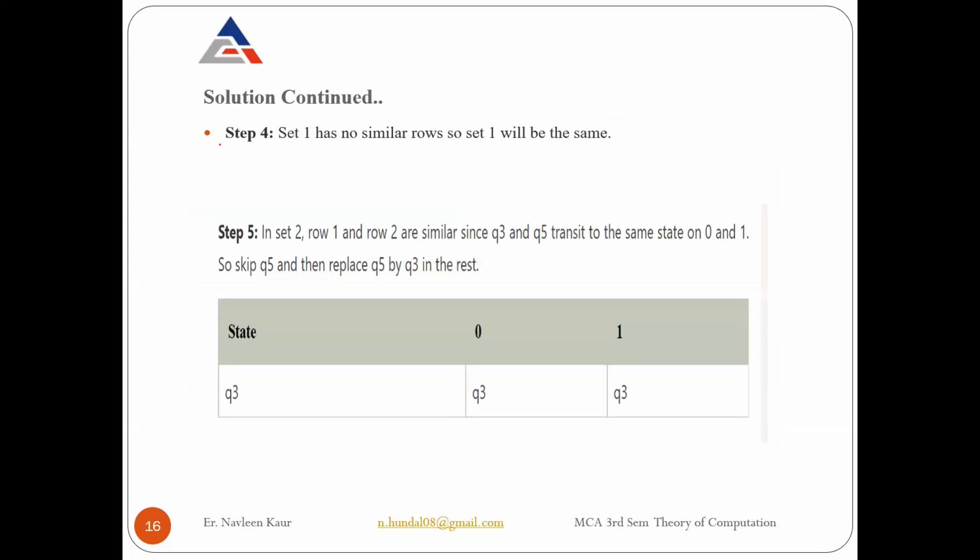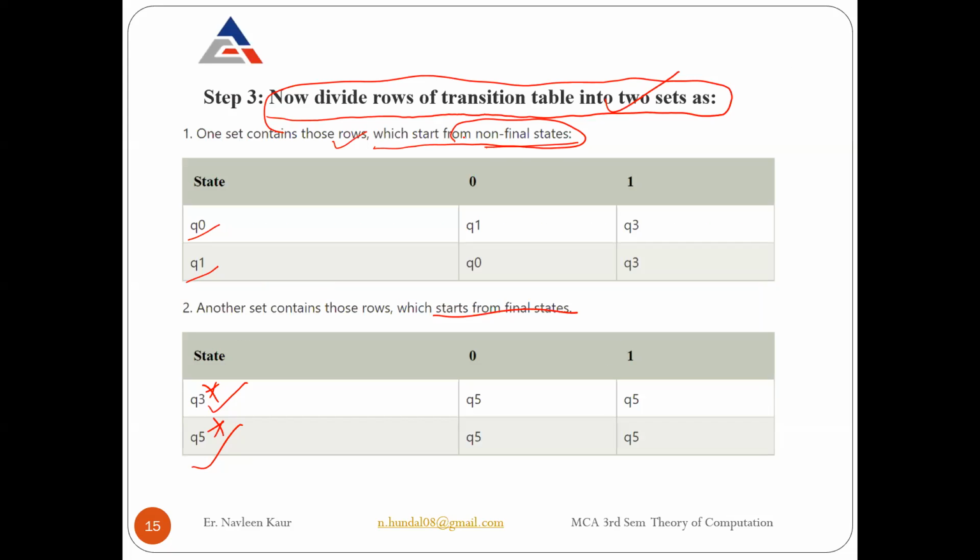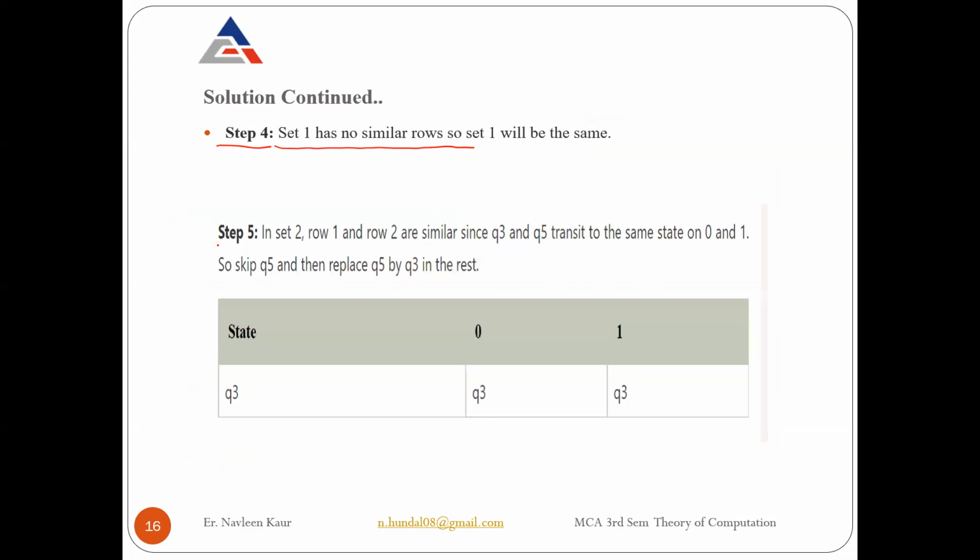So what is the step 4? Now set 1 has no similar rows. Now we have to look at whether there is any row in set 1 which is the same. No. This Q0 is taking you to Q1 and Q3. This Q1 is taking you to Q0 and Q3. Means both these rows are different. So if in set 1 the rows are different, it will remain the same. It has no change in it. Now let's focus on set 2.